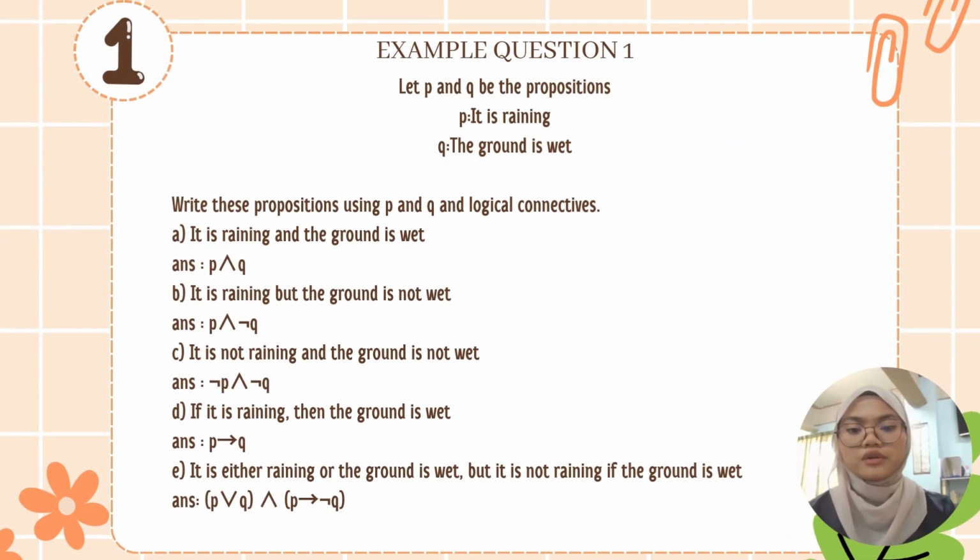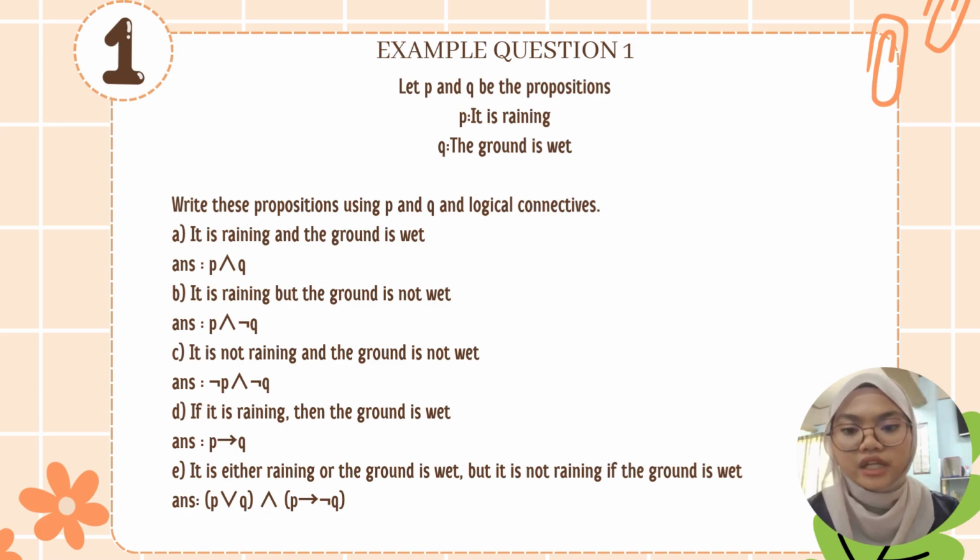Moving on to example question number 1. Let P and Q be the propositions. P, it is raining. Q, the ground is wet. Write these propositions using P and Q and logical connectives. A, it is raining and the ground is wet. The answer is P and Q.